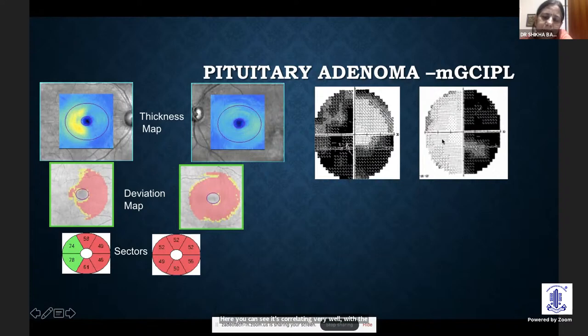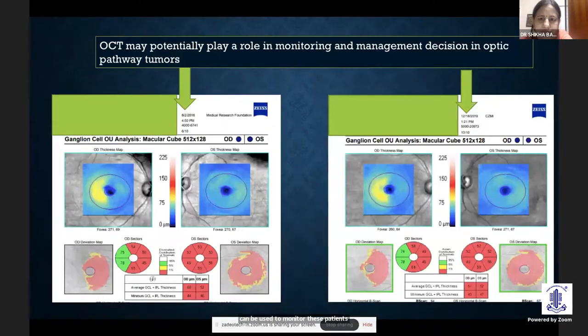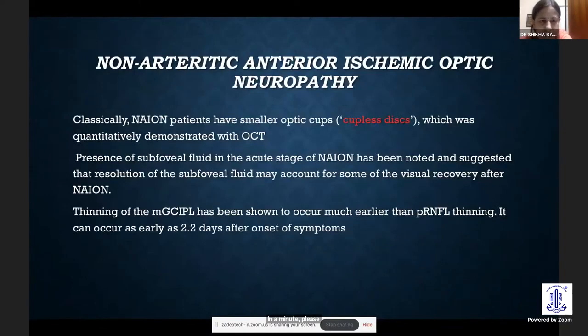The left eye is completely gone, and here a GCC loss is seen like a hemianopic defect. So for patients who cannot do visual fields, GCC can be used to monitor these patients of brain tumors. So we can prognosticate the visual outcome after the neurosurgery. In cases of ischemic optic neuropathy, the cupless disc can be seen, and presence of subfoveal fluid can be picked up, which can tell us that the patient will eventually regain vision once this fluid is absorbed.